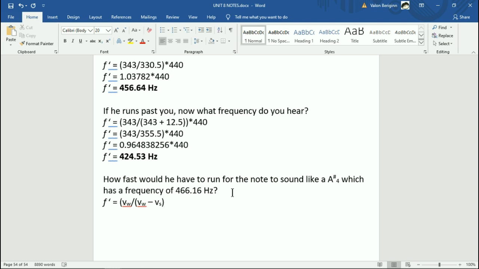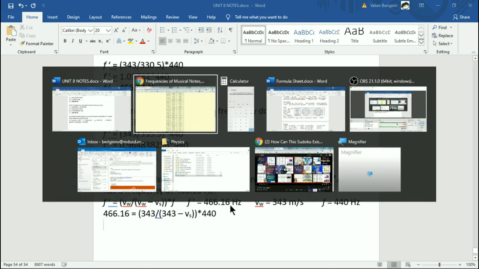If you're not sure and you try it the other way, you'll find that it literally does not work mathematically. It doesn't make any sense. So what numbers do we have here? We now have that f prime is 466.16 hertz. We know VW equals 343 still, and we know that f equals 440 hertz. We're solving for Vs. So we have 466.16 equals 343 divided by 343 minus Vs times 440. Okay, so if we divide by 440, so we have 466.